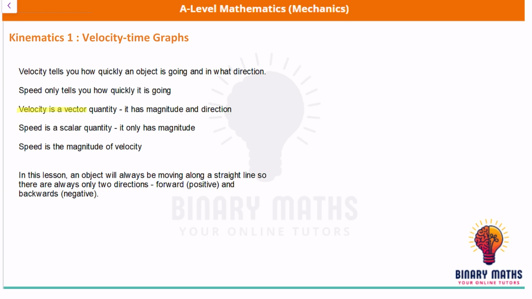Velocity is a vector quantity. It has both magnitude and direction. Speed is a scalar quantity. It only has magnitude. Speed is the magnitude of velocity. So in other words, speed is equal to the positive, so magnitude, of velocity. So take the positive value of the velocity. In this lesson, an object will always be moving along a straight line, so there are always two directions, forward, which is positive, and backwards, which is negative.